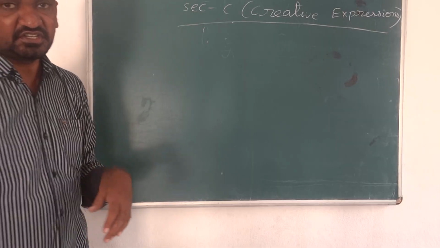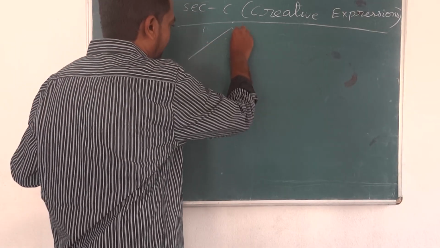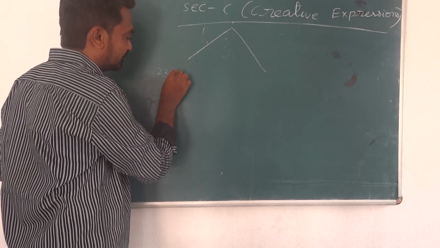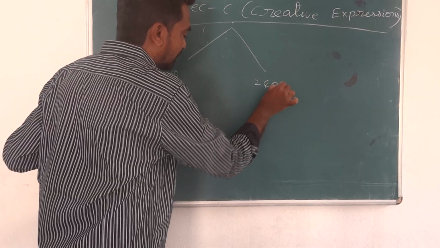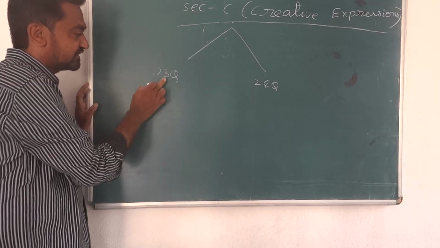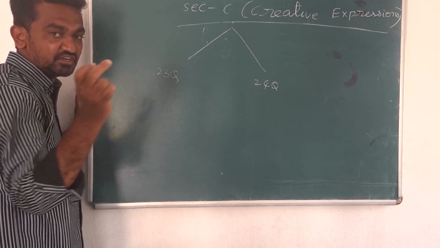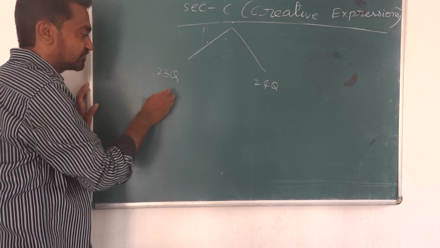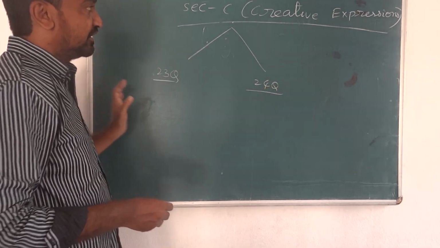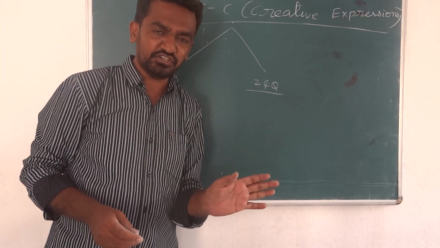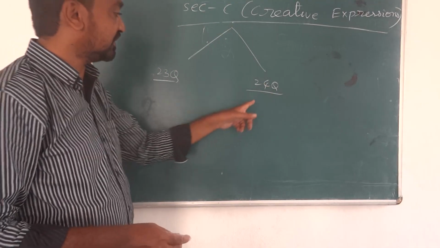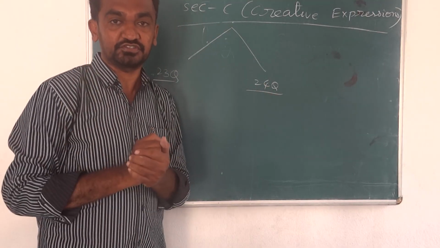Again, this section C is divided into two parts: question number 23 and question number 24. Question number 22 was completed at the end of section B. Section C starts at question number 23. Here there are only two questions. In no other questions do we get a choice, but in section C, question number 24, we have a choice.